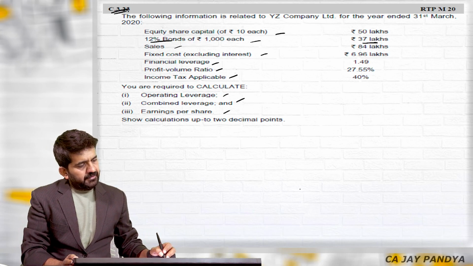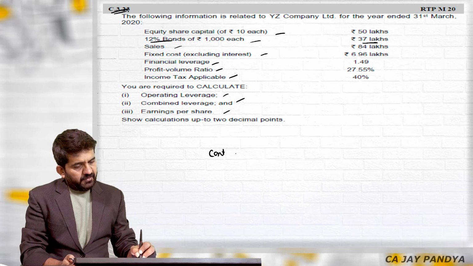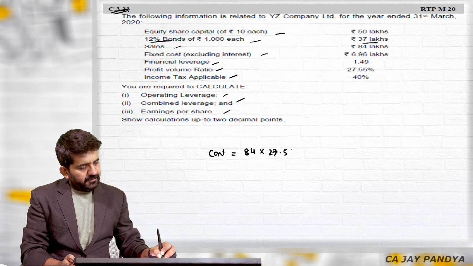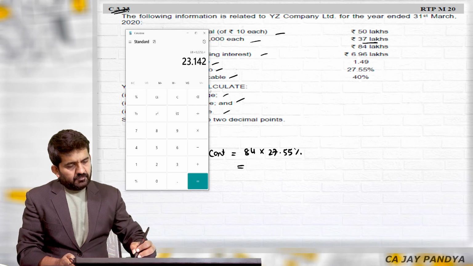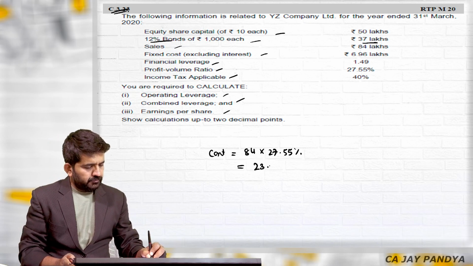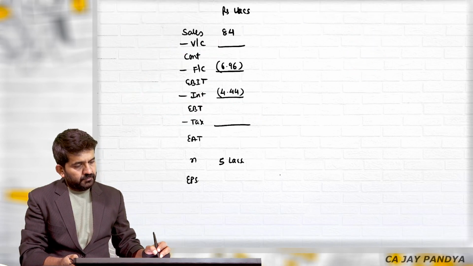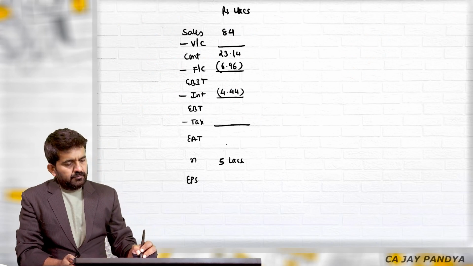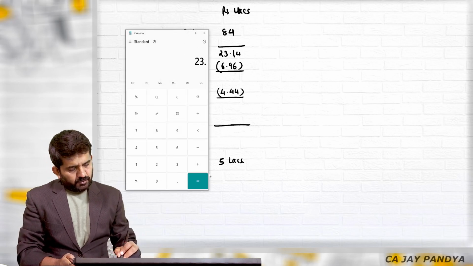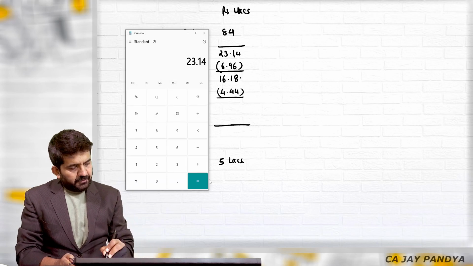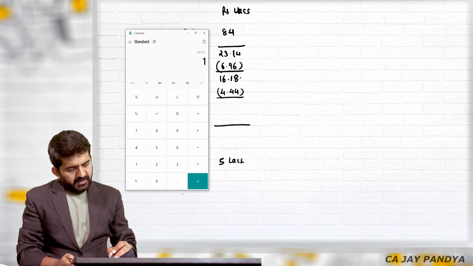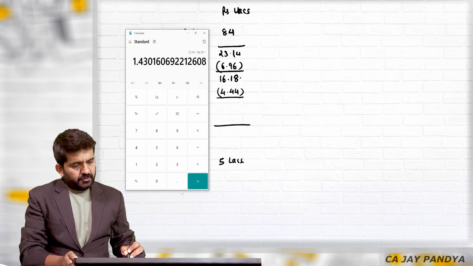Financial leverage is 1.49. That is all right. PV ratio is 27.55%. So my contribution will be 84 into 27.55%. It is 23.14 lakhs. I can get the answer of 23.14 minus 6.96. It is 16.18. And so degree of operating leverage should be 23.14 divided by 16.18, which should be 1.43.